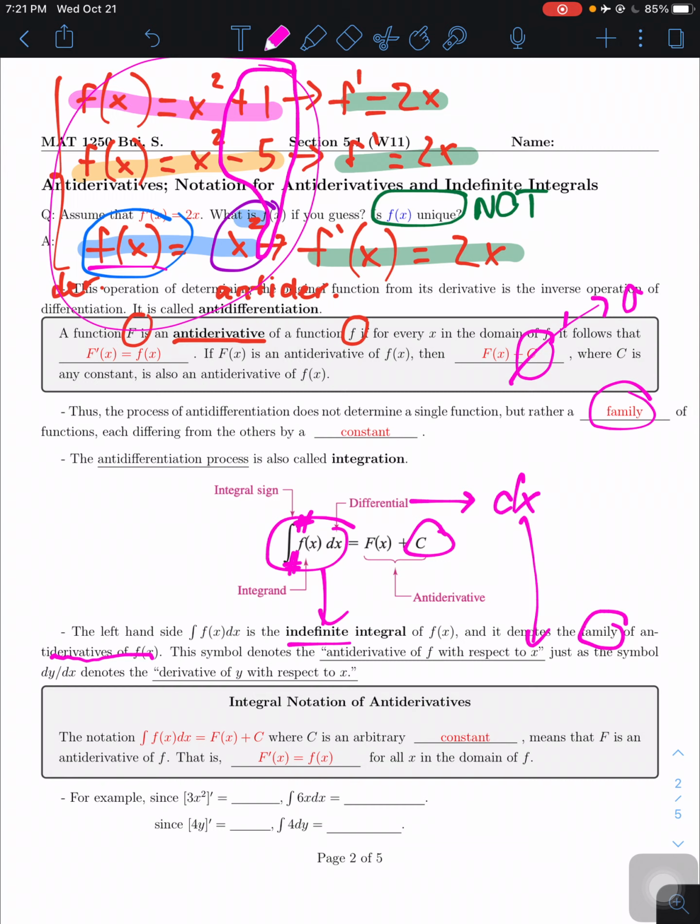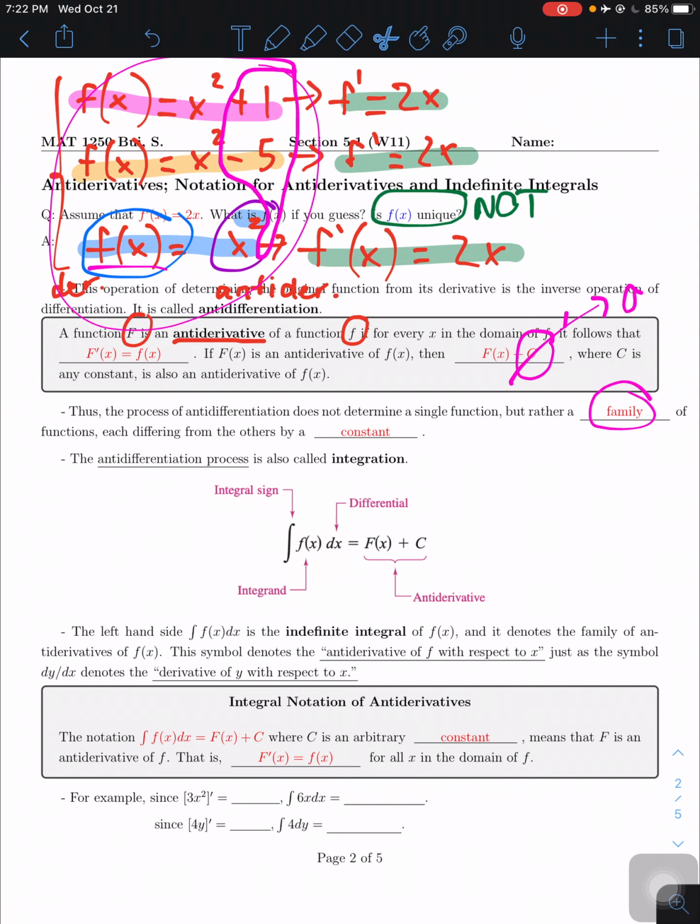Integral notation for antiderivatives. The notation integral f of x dx equals big F of x plus c, where c is the arbitrary constant, means that big F in here is an antiderivative of f. And that is the definition that we learned. So to demonstrate more about it, let me write a quick example for what all of these are saying.